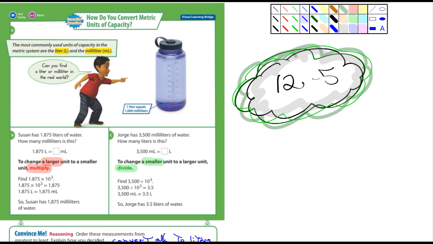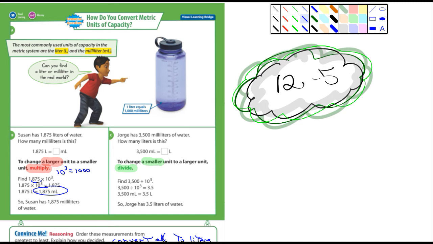So in this first one here, back to box B, it says find 1.875 times 10 to the third. So 10 to the third is the same thing as 1,000. So if you're going to multiply something by 10 to the third or by 1,000, you're going to move the decimal 3 places. And you can see that's what they've done here. They've moved the decimal from right after the 1 to behind the 5.